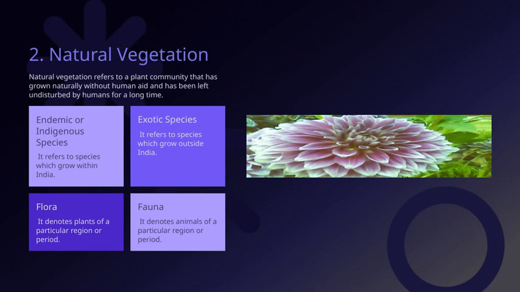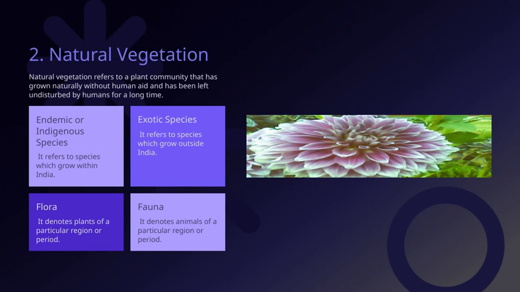On the other hand, we have exotic species. These are plants or animals that originate outside India and have been introduced here, either intentionally or accidentally. Sometimes, these species can adapt well, but they can also pose challenges to native ecosystems.